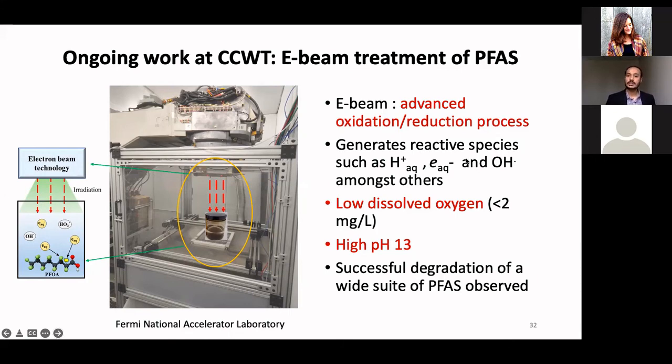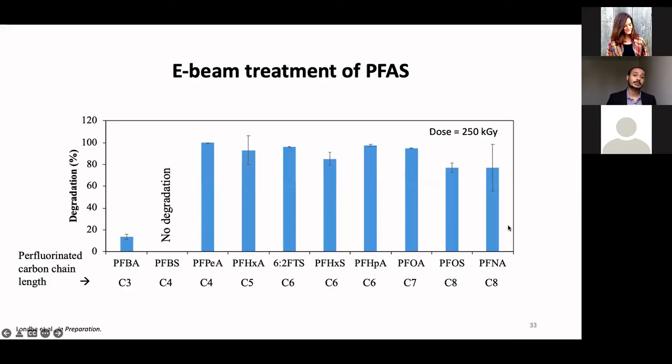Again, like other destructive technologies, they need extreme conditions. We noticed that we require low dissolved oxygen and very high pH to induce such reactions. But successful degradation of a wide suite of PFAS was observed in our study.